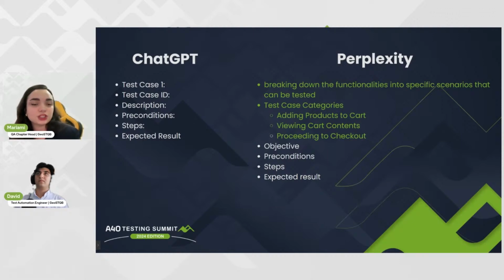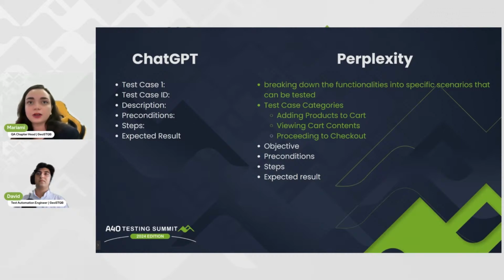As I said, ChatGPT gave us test case numbers, IDs, descriptions, preconditions, steps, and expected results. Perplexity gave us everything similar, but additionally, it has given a little bit of a hint of what we could do more with our test cases. It has broken down the functionalities into specific scenarios. It gave us an objective of what each category of test case represents and how it would be better to continue from each test case.